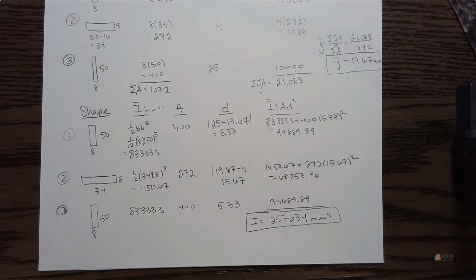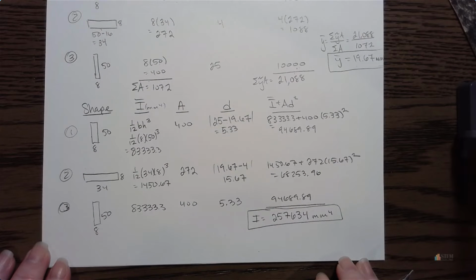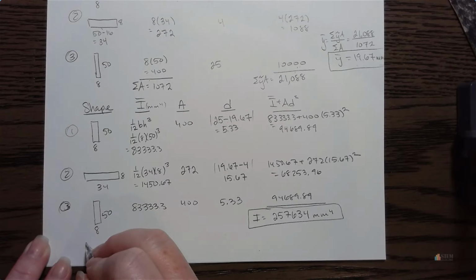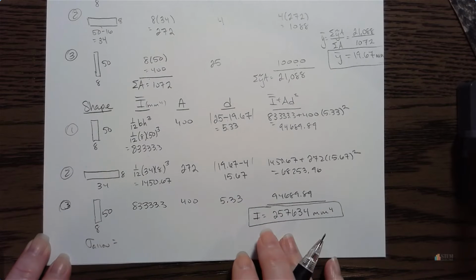Okay, so we found y bar, we found I. Now we have to find the controlling section modulus. Okay, so let's do that next. Now, the controlling section modulus, first of all, let's remember what that variable is. That's that capital S, right? So it's the capital S, and where it comes from is this equation right here.